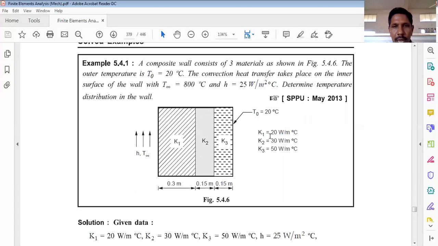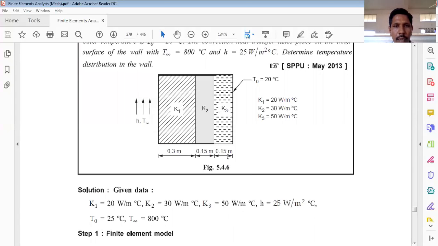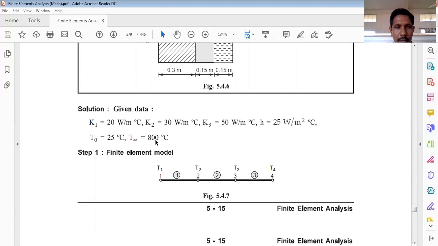Material 1 has a conductivity of 20 watts per meter degree centigrade, material 2 has 30 watts per meter degree centigrade, and material 3, K3, is equal to 50 watts per meter degree centigrade. The temperature is specified at node number 4, and the convective heat transfer coefficient with surface temperature is specified at node number 1.